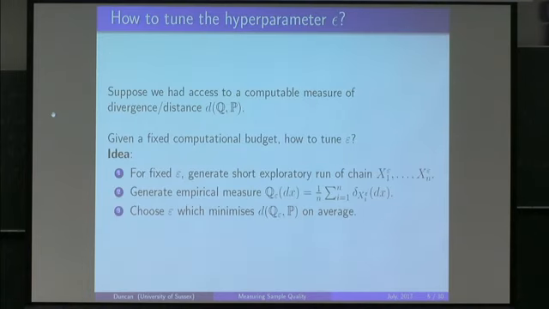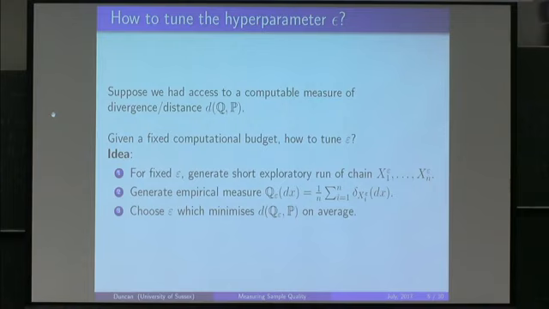However, what we would really like is some really useful computable measure of divergence or distance between this ensemble distribution Q, or Qn, and the target probability distribution P, which is typically only known up to a normalization constant. So if we did have such a thing, how would we tune? Well, we basically do a grid search.